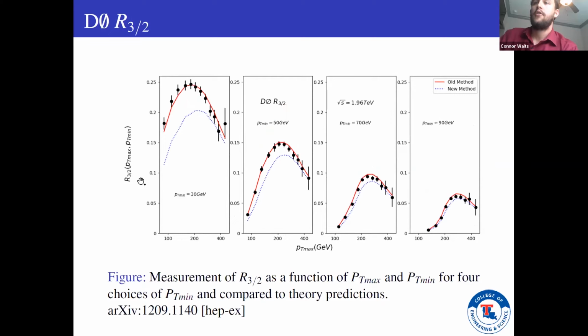So here is the worst agreement of all the measurements we looked at, with the R32 measurement. This is the 3-jet cross-section over the 2-jet cross-section, and there's a huge difference right here at PT min equals 30 GeV. We looked at this to figure out why, and the K3 factor is very large in this ratio compared to the K2 factor. If you remember, the correction for the new method was 1 plus K3 minus K2. So that's a very big correction, and that's what's contributing here.